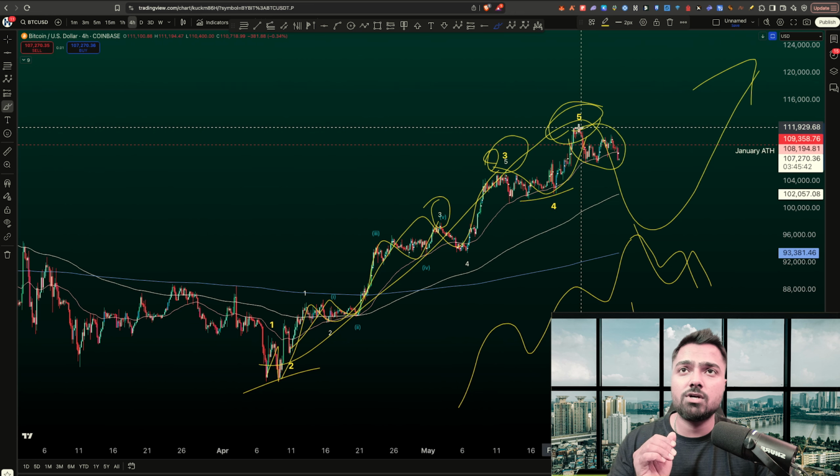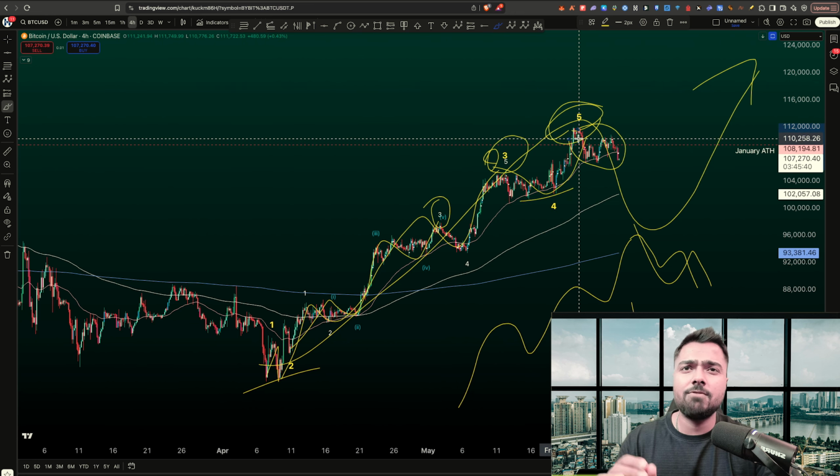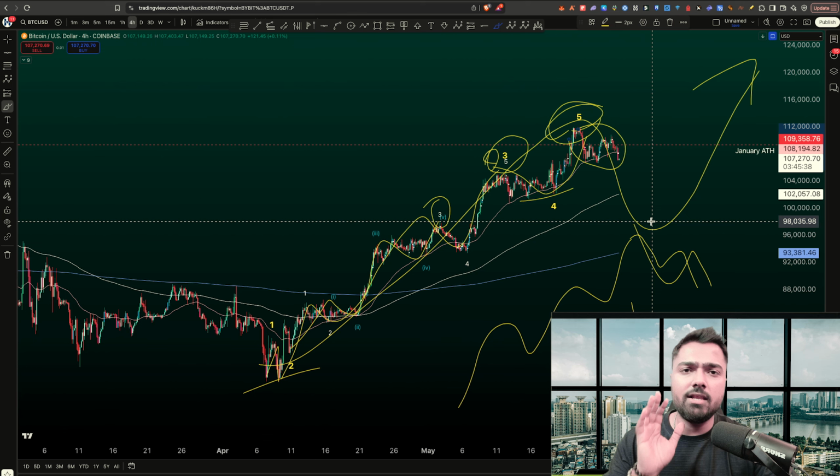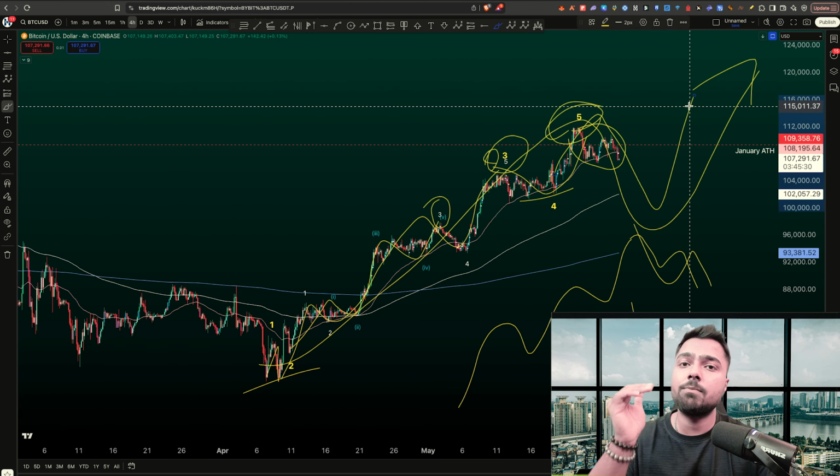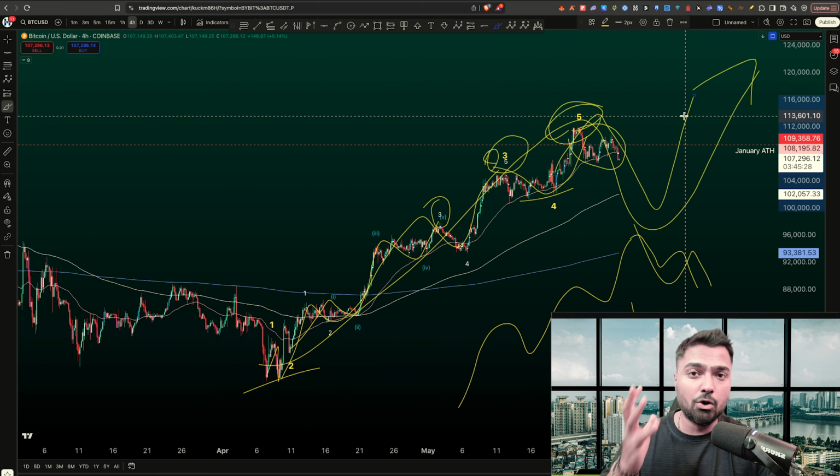And so far, this structure really seems to be a lot more corrective than impulsive, and that is why I'm leaning towards the side that we are only looking for some sort of a wave 2, and then we look for higher prices, new all-time highs, and even an altcoin season, right?